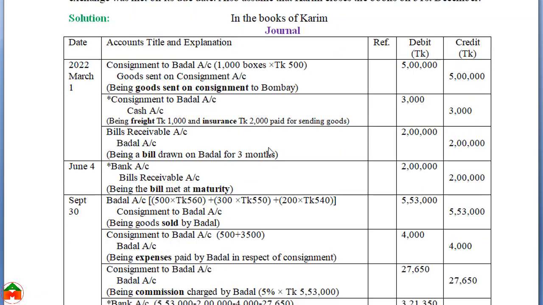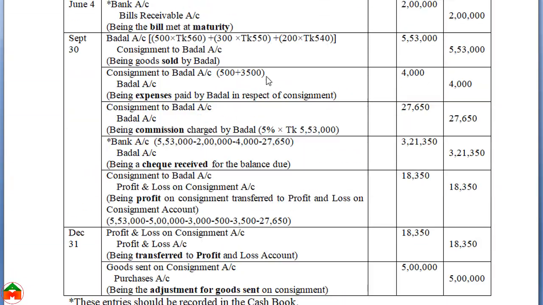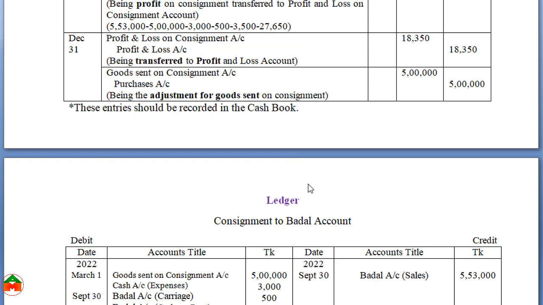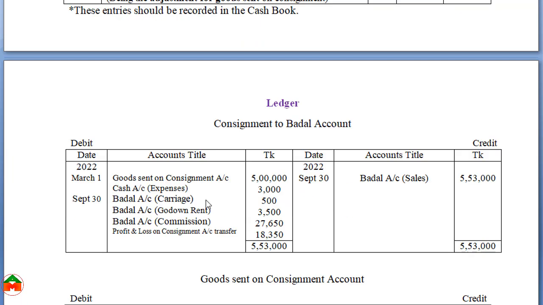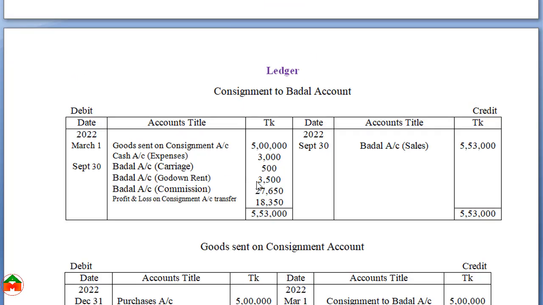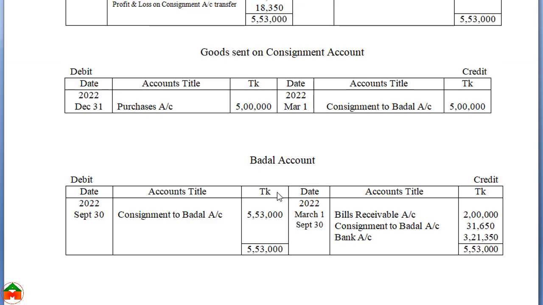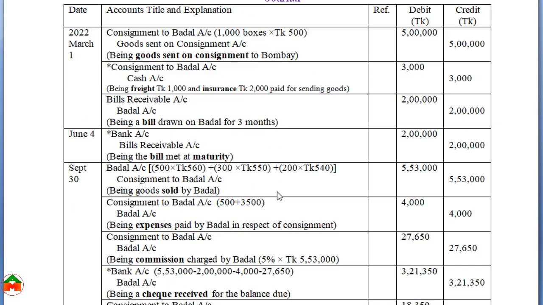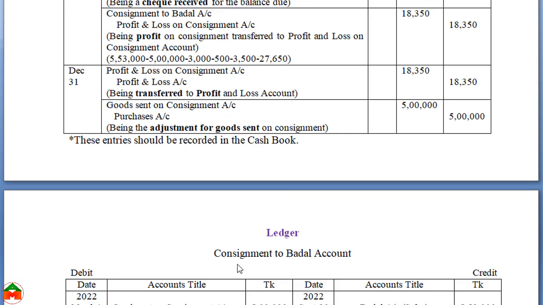And after making the journal entries, we can prepare the ledger. Preparing the ledger is very easy. I am going to show the process of preparing the ledger for one account, and you can follow the same process for preparing the other ledgers. Suppose we are going to prepare the ledger of consignment to Badal account. So this is the ledger, consignment to Badal account.